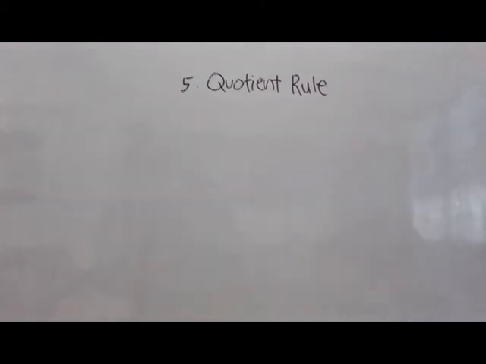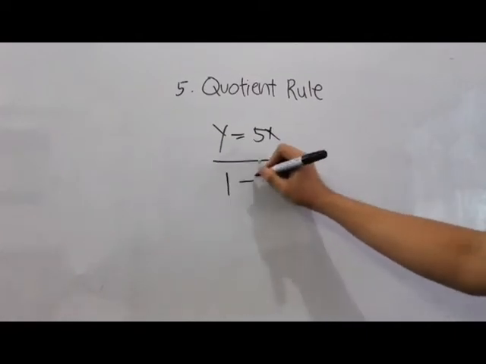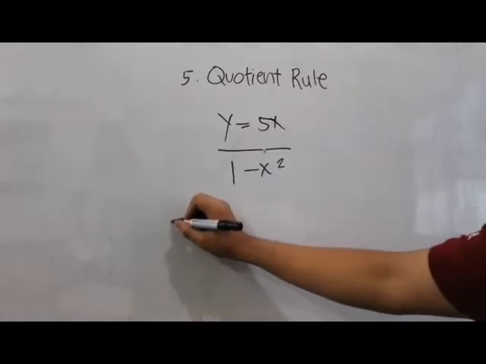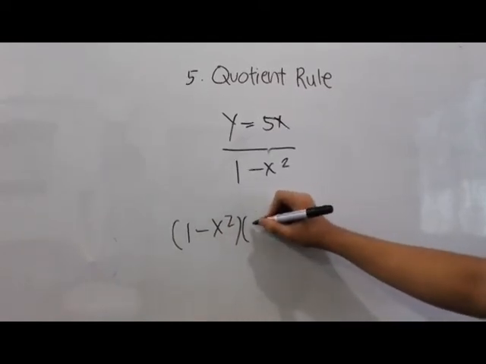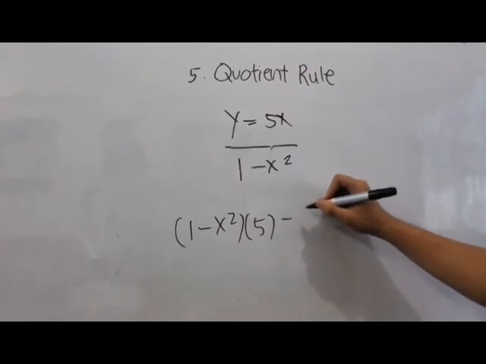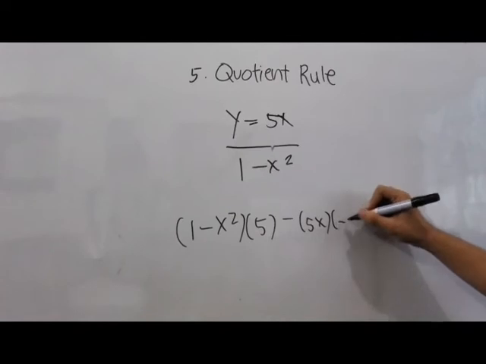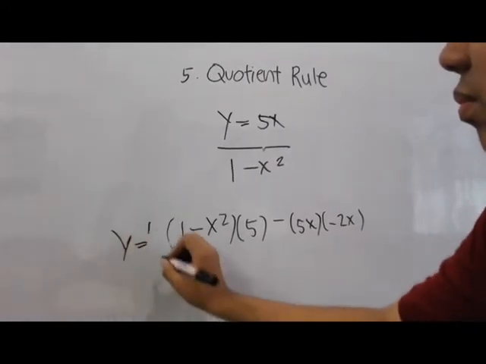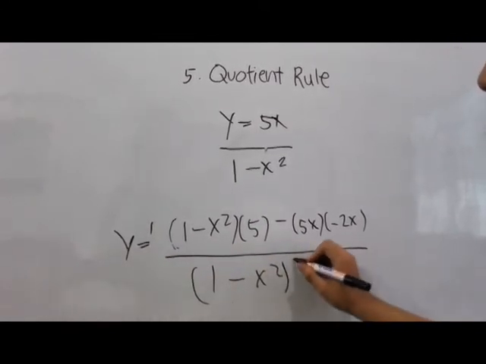Now let's have an example. y is equal to 5x over 1 minus x squared. Now we apply the quotient rule. Denominator times the numerator prime, which is 5, minus the numerator times the denominator prime, which is negative 2x. All over 1 minus x squared raised to 2.